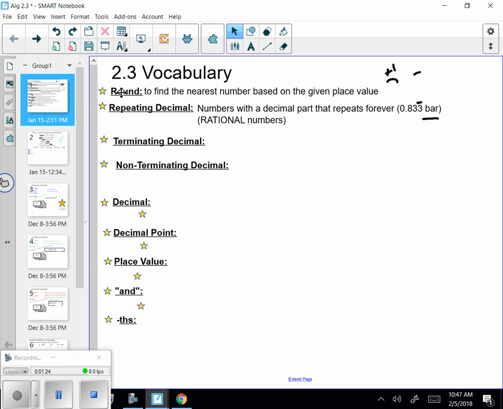Rational numbers can have repeating decimals. That means repeating decimals give us rational numbers.